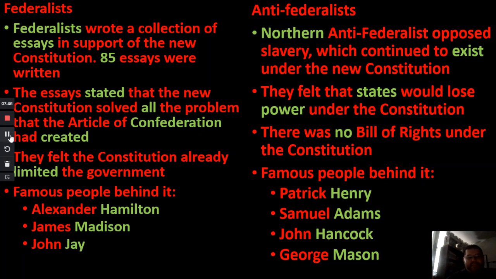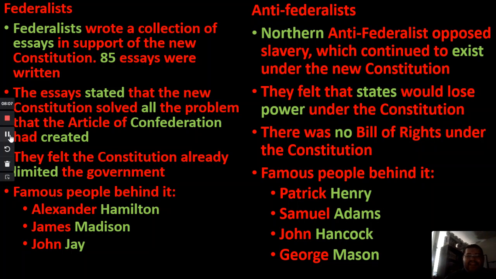So here's the thing. We're going to look at the Federalists first. Okay, so on your worksheet paper, it's the side on your left side first. The Federalists wrote a collection of essays that supported the new Constitution. They wrote like 85 of them. Alexander Hamilton, I believe, wrote like 50 by himself, 50 or 60 of them.